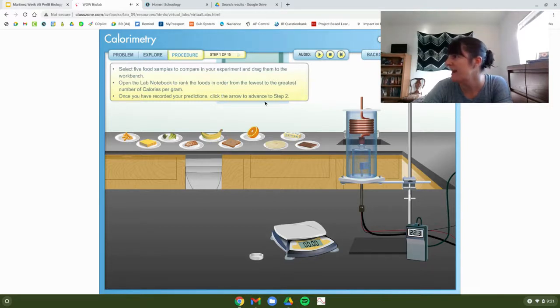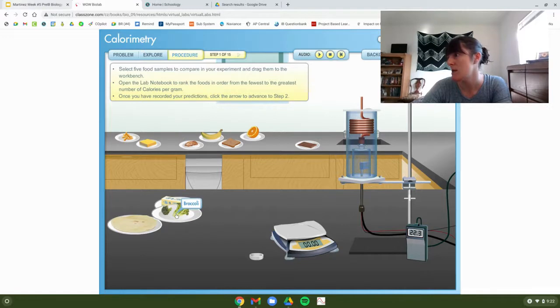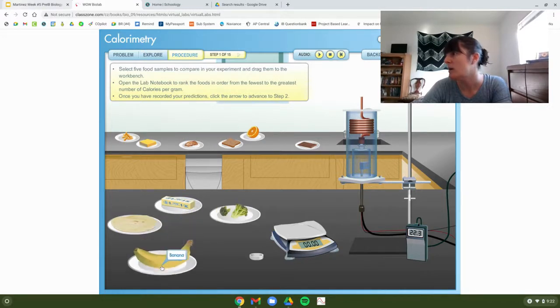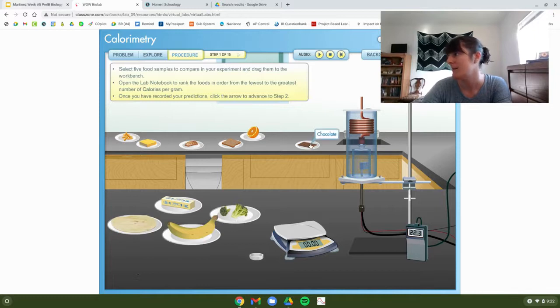All right, so I can choose any 5 that I want. I want to choose this margarine blend. That just looks like butter to me. Maybe a tortilla. Those are delicious. I think I'll try some broccoli. Let's see, maybe a banana. That's a good one. And obviously chocolate, because that seems delicious.